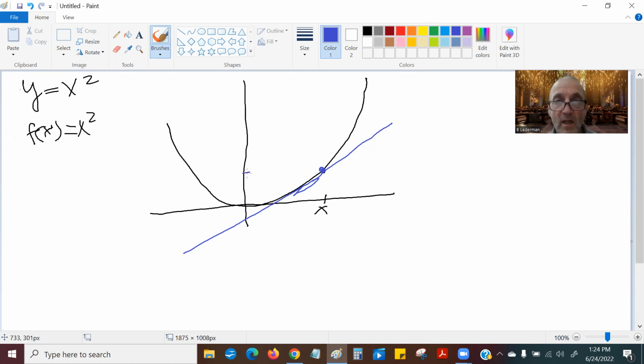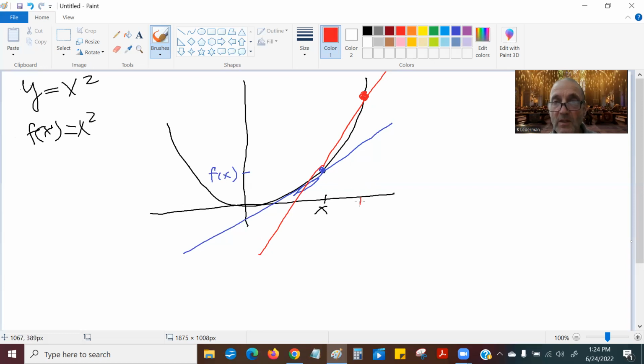That's x, and this is, of course, f of x. And of course, we know f of x is equal to x squared because we have a parabola here. And now I want to find the slope of this tangent. So here's what I'm going to do. I'm going to do something very sneaky here. Let's say I look at a point right up here, and I want to look at the line that connects these two points. This line, as you know, is a secant line.